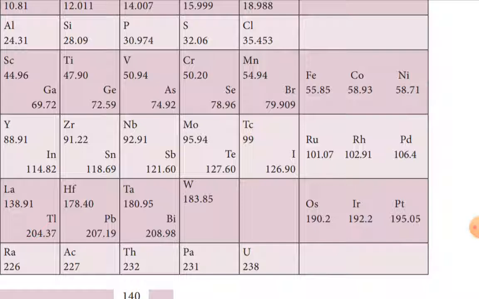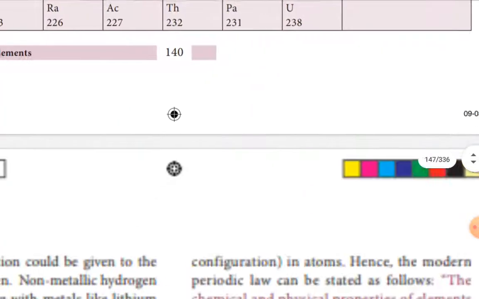This is one of the drawbacks. Similarly, when you check tellurium and iodine in the seventh group, Te, tellurium is 127.60 and iodine is 126.90. So actually iodine should be placed before tellurium, because the atomic mass of iodine is less than that of tellurium, but it is incorrectly given. So these are some of the drawbacks, the demerits, of Mendeleev's periodic classification.